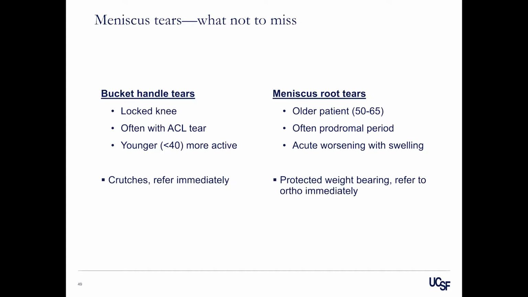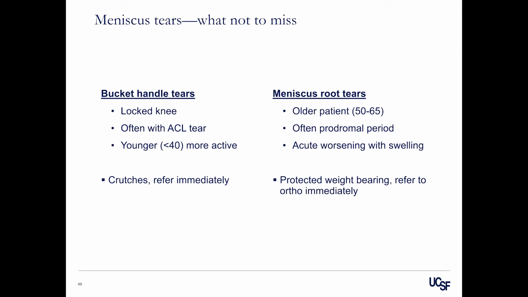These patients tend to be in their 50s to 60s. About 65% are female. They tend to be a little bit fluffy, but when you examine them, they're not that tender along the meniscus. They're just swollen. So if it sounds something like a root tear, please get an MRI and refer them to us sooner rather than later.